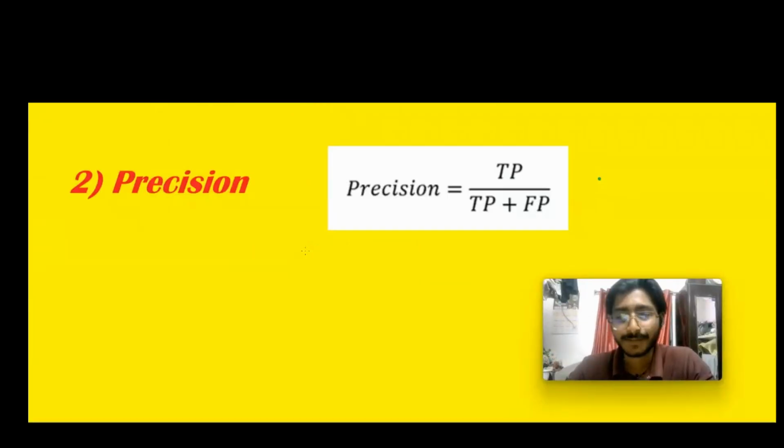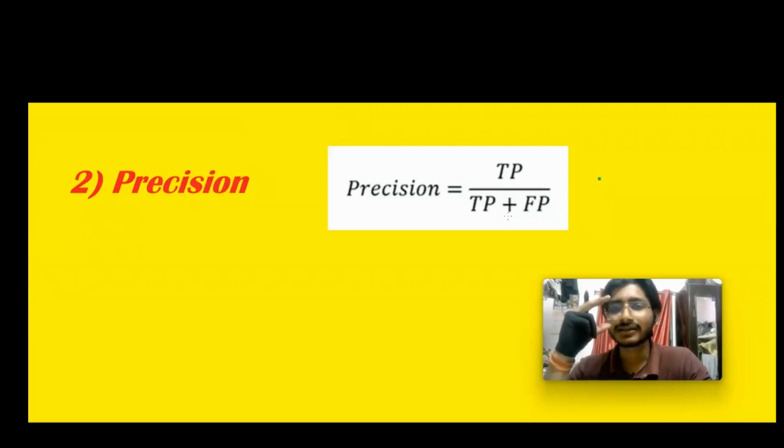Okay, so our next metric is precision. So what is precision? Precision is defined as the true positive divided by the true positive plus false positive.